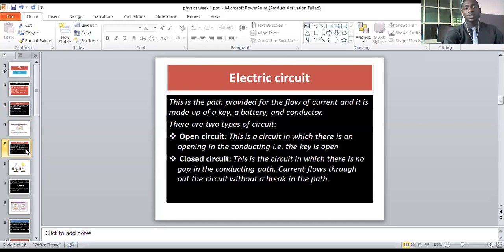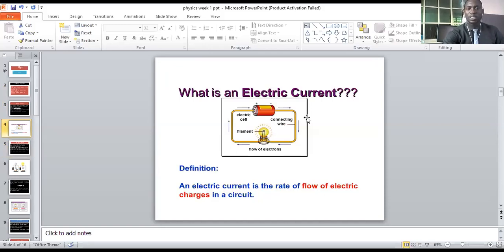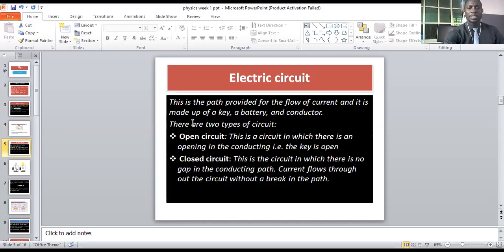We have electric circuits. Look at this, this is the circuit here in the diagram. The diagram shows the electric circuit, the route by which electric charges move. The electric circuit is defined as the path provided, the medium provided, for the flow of current. And it is made up of what? A key, a battery, and a conductor.